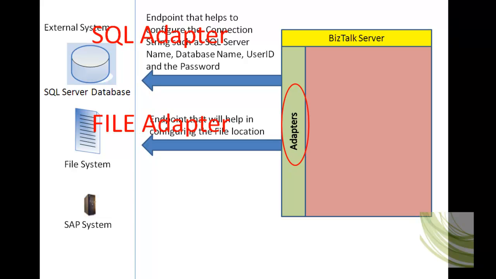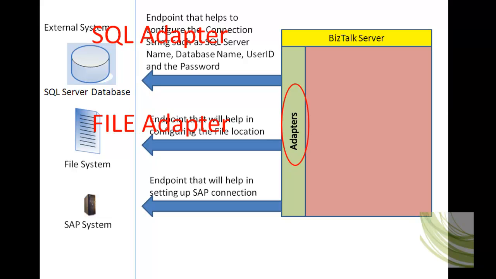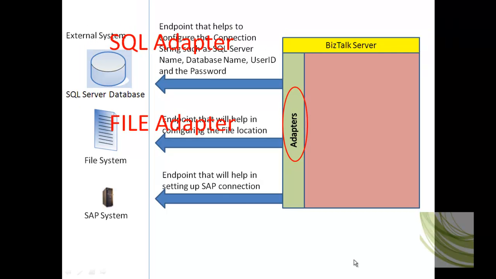What if I want to connect to an SAP system? I would definitely need an endpoint or an adapter that will help me in setting up a SAP connection. But you won't find any built-in adapters for the same. Talk about other systems such as a Siebel system or a PeopleSoft system. You won't find any built-in adapter in BizTalk to connect to these systems. So what are the other options available?